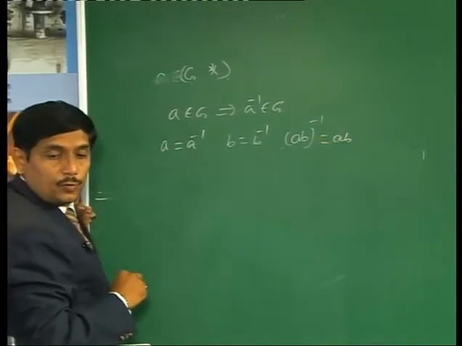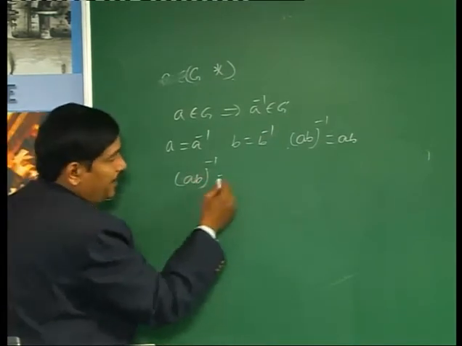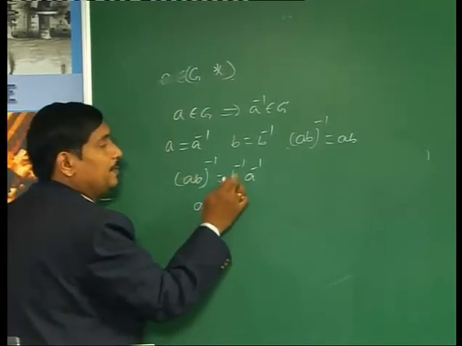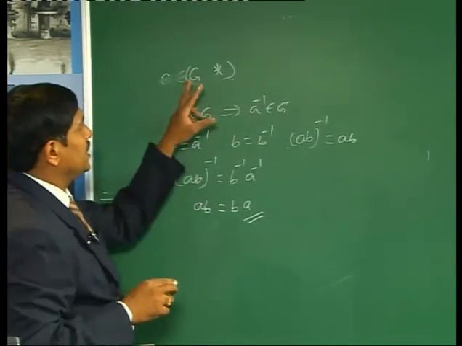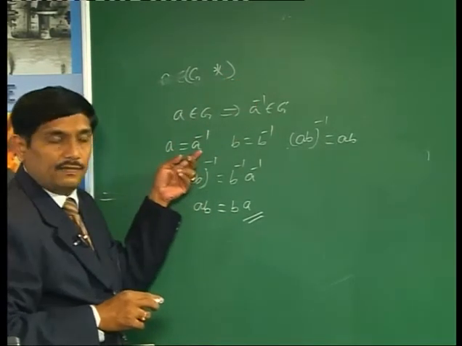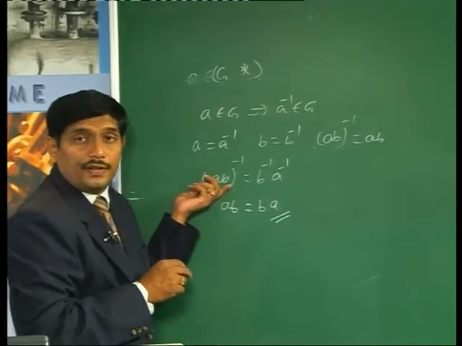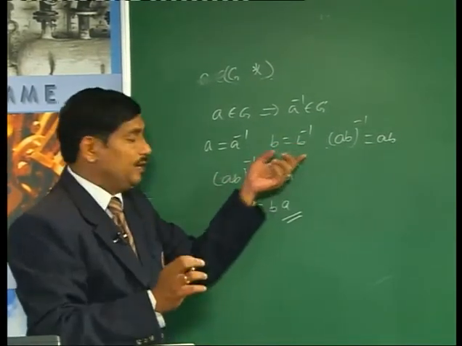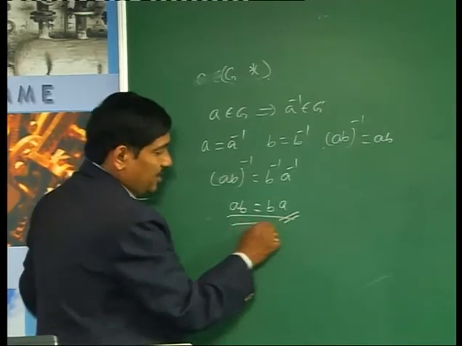To prove it, we want to show that the inverse of AB can be written, by the inverse property, as B inverse times A inverse, in reverse order. Here the inverse of AB is AB, B inverse is B, and A inverse is A, which means it is abelian. We consider G a group with star an operator. Given that every element is its own inverse, A equals A inverse, B equals B inverse, and the inverse of AB equals AB. Now the inverse of AB can be written as B inverse times A inverse, which is B times A. So AB equals BA. This is the same as abelian.